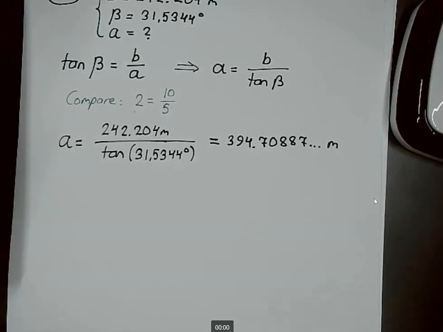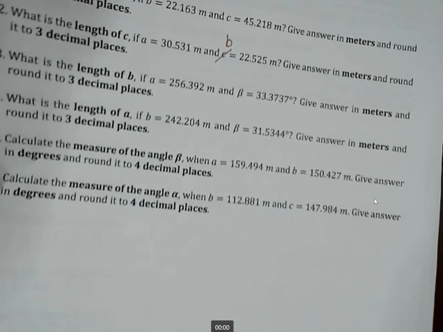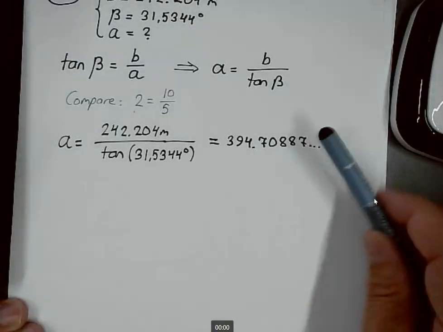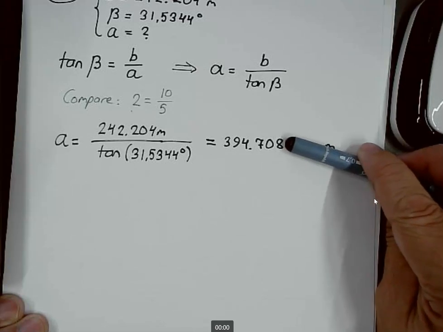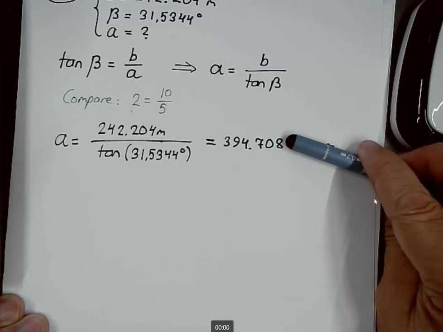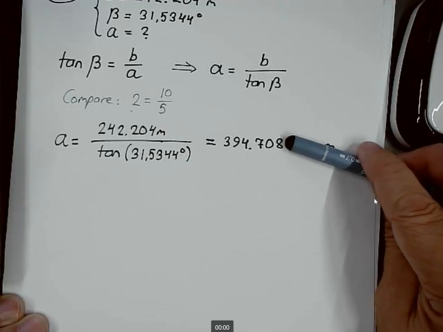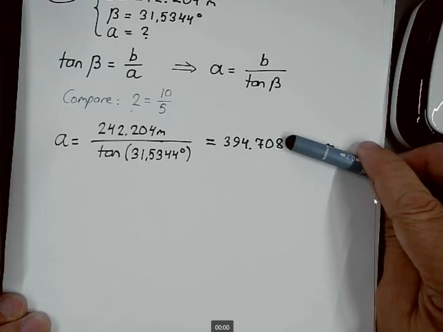And again, the rounding should be to 3 decimal places. It was said here, 3 decimal places. So here is the third decimal. It is 8, and after that the next figure is 8. So this will be rounded up: 709.